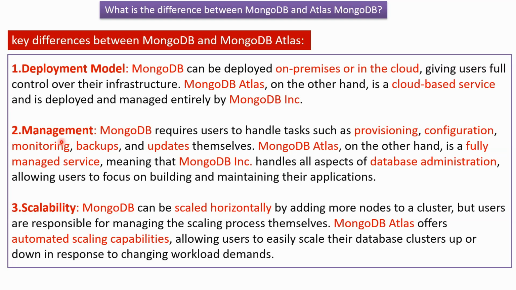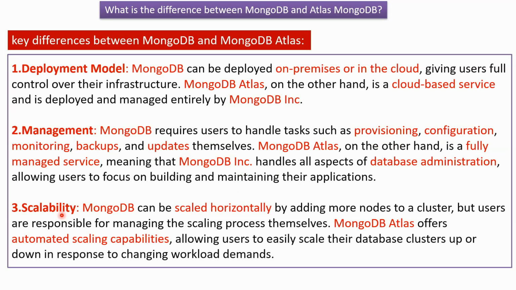Second point is management. MongoDB requires users to handle tasks like provisioning, configuration, monitoring, backups and updates by themselves. MongoDB Atlas, on the other hand, is a fully managed service, meaning MongoDB Inc. can handle all aspects of database administration, which allows users to focus on building and maintaining their applications.